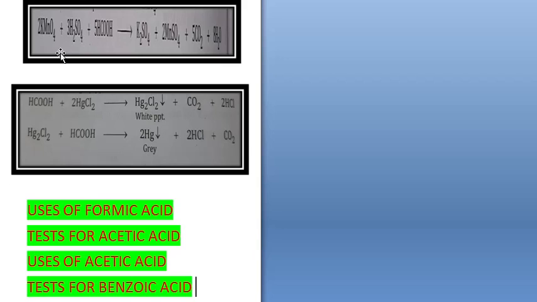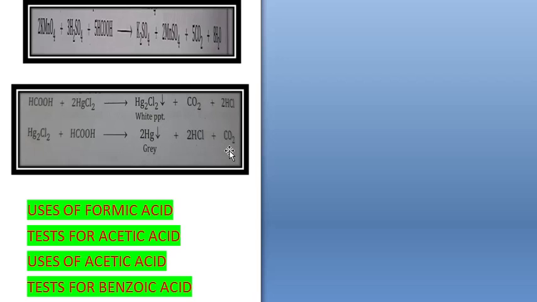Formic acid gives a white precipitate which turns grey on reaction with mercuric chloride. HCOOH plus 2HgCl2 gives you Hg2Cl2, that is the white precipitate, plus carbon dioxide plus HCl. Now this Hg2Cl2 plus HCOOH gives you 2Hg, that is grey colored mercury, plus 2HCl plus CO2. So these are the tests of formic acid.